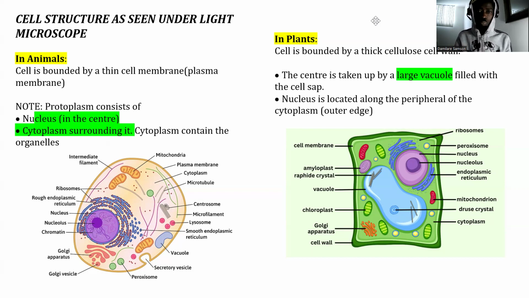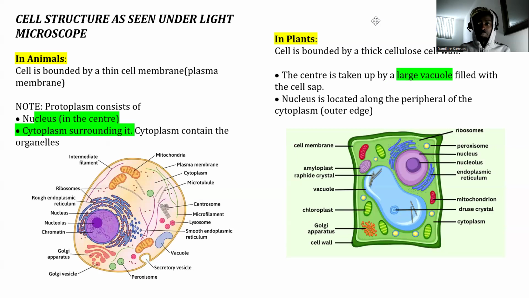And note, protoplasm consists of nucleus and cytoplasm. So I want you to take note of that. What is protoplasm? Protoplasm is the nucleus plus the cytoplasm. They make up the protoplasm. Now, cytoplasm contains the organelles. I think I mentioned that from the beginning. So you have the idea of what we're talking about. So when we say cytokinesis, now you can remember what the cytoplasm is. It contains all the organelles, and that's that.